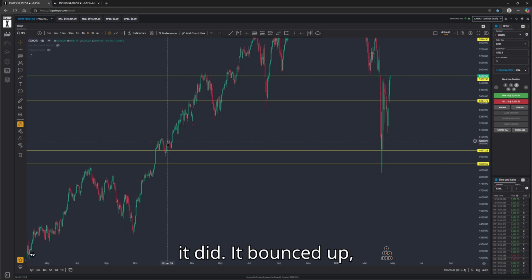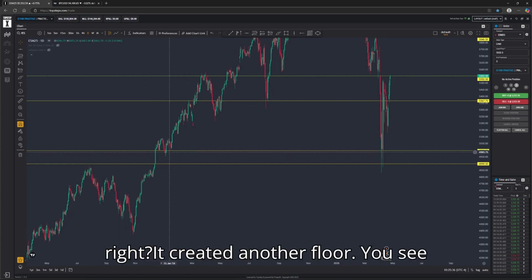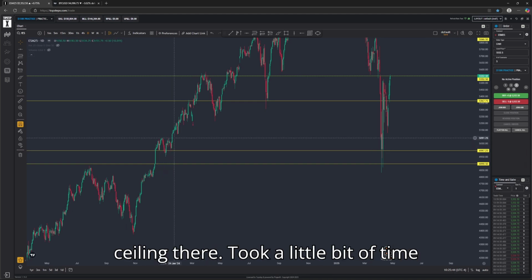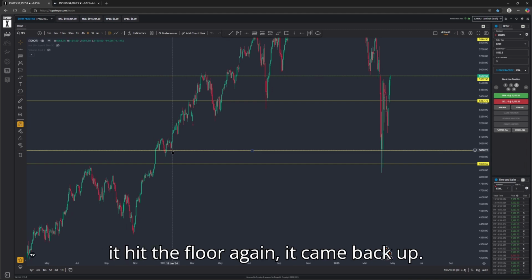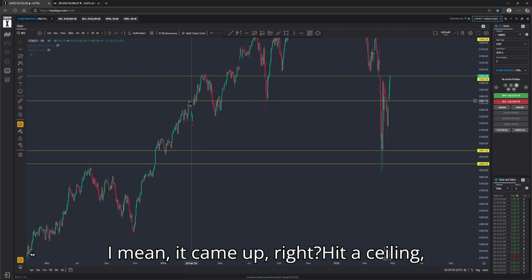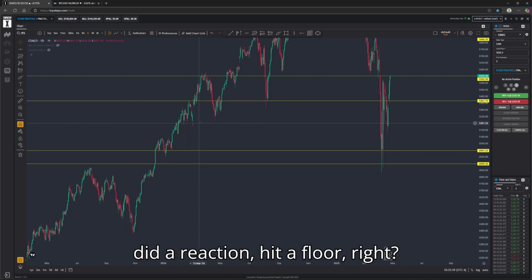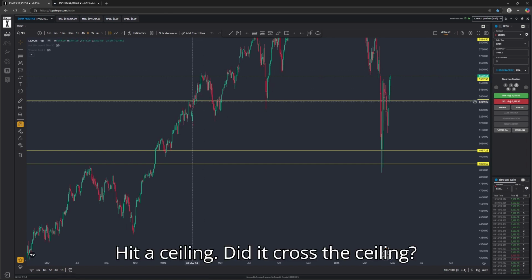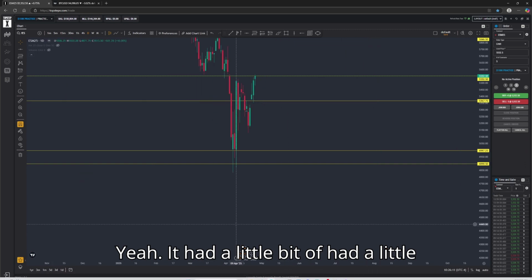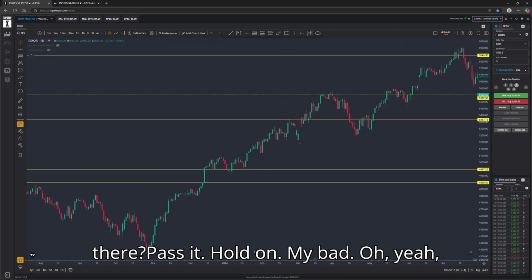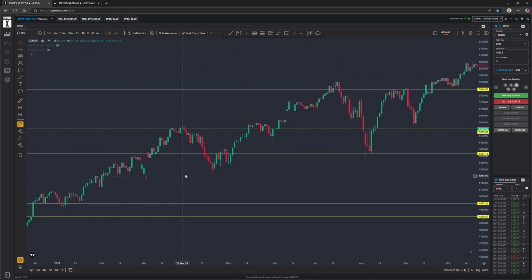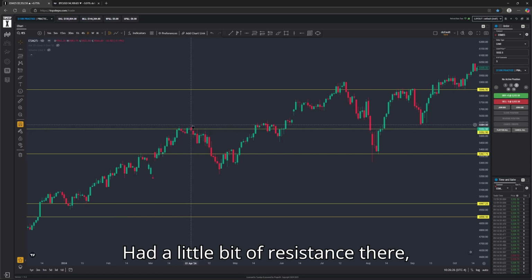Once it broke past that area, look what it did. It bounced up and created another floor. You see that floor right there? And again, it created another ceiling there. It took a little bit of time to pass that. Once it hit the floor again, it came back up, hit a ceiling, did a reaction, hit a floor. Once it hit the floor, it came back up and hit a ceiling. Did it cross the ceiling? Yeah, it had a little bit of movement there. Right here, it had a little bit of resistance, which is the ceiling.